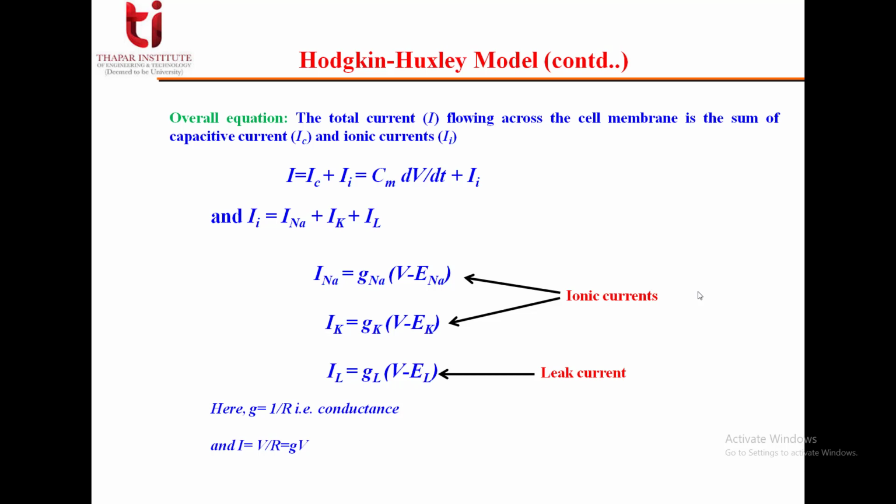So we have ionic currents and we have the leaky current. As I mentioned, G here is nothing but 1 by R, the reciprocal of R, and it is known as conductance because we are taking the equation in terms of I. Because we know I is nothing but V by R, we can keep it in the equation as G into V. So just to simplify the equation, we have taken G, or conductance, rather than resistance.